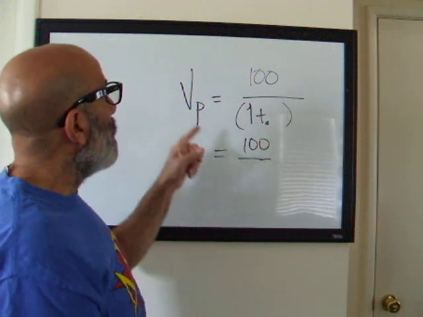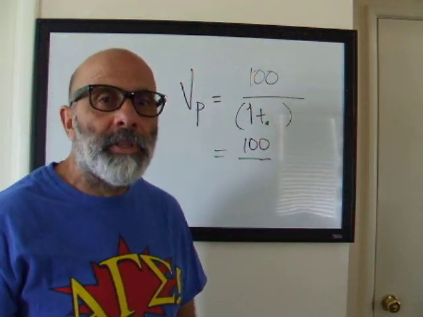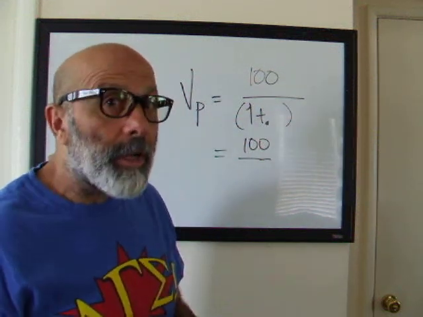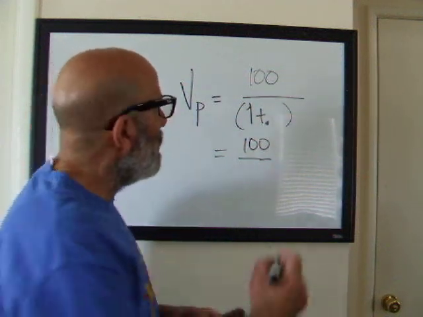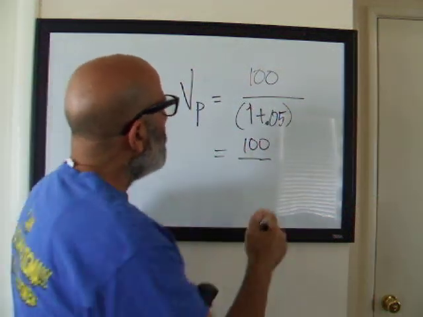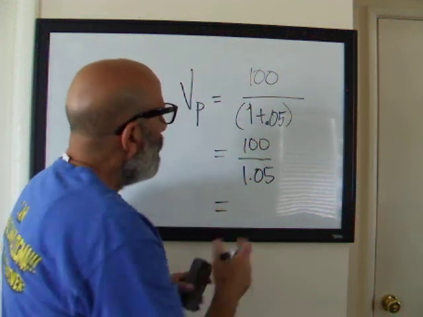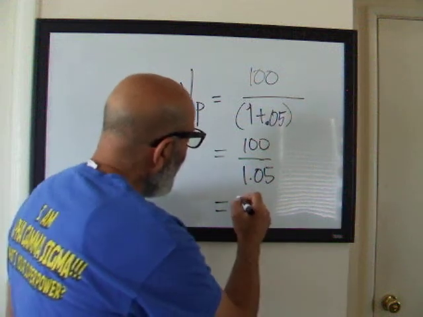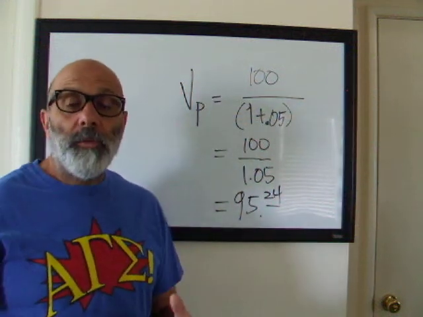Let's say I want to know the present value of $100 to be received 1 year from now at a rate of 5%. Now be careful when you do percents. 5% is 0.05. If you do 0.5, guys, that's 50%. So 0.05. So if I do $100 over 1.05, I get $95.24.